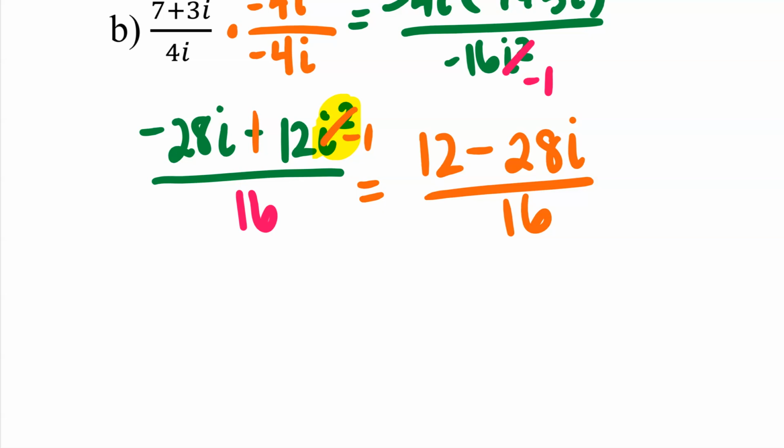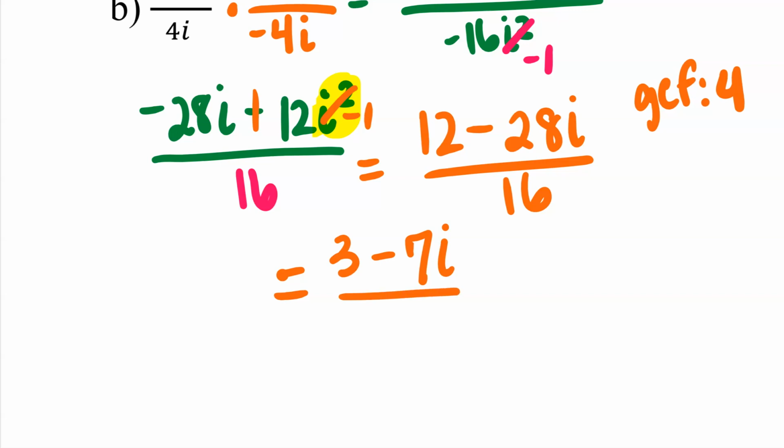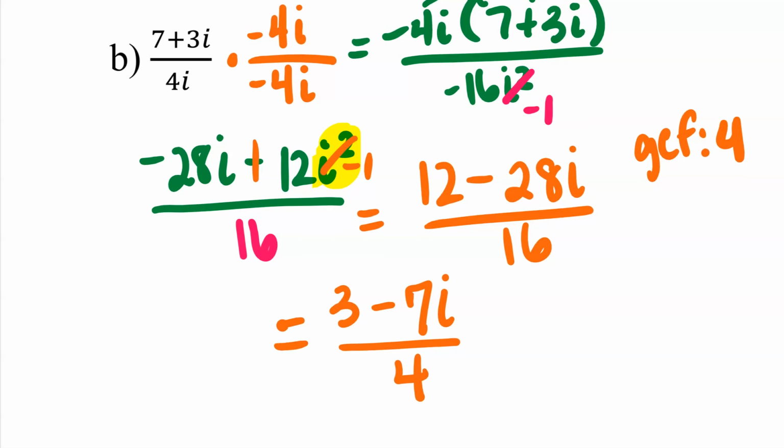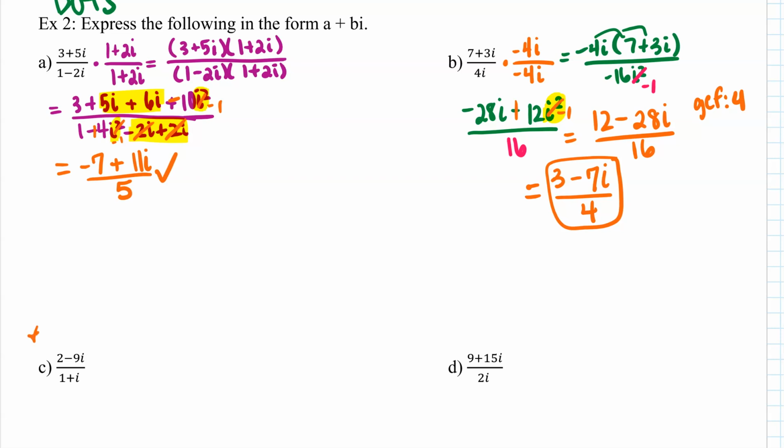We can simplify further, and we're going to. So 12, 28, and 16, they all have a GCF of 4. So we're going to divide out a 4. So 12 divided by 4 is 3. 28 divided by 4 is 7. And 16 divided by 4 is 4. Okay, so you can see it's very similar to what we started with, but there's no i in the bottom, which is what we want. Okay, so what I want you to do right now, I want you to do part C and part D on your own. So go ahead and do that now.